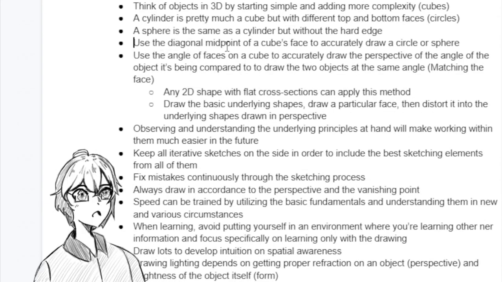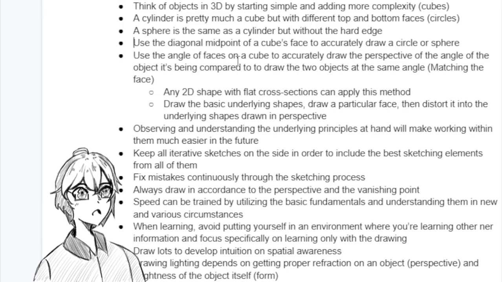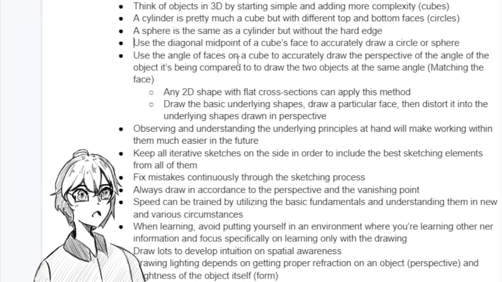Like said, you can use the diagonal midpoint of a cube's face to accurately draw a circle or a sphere. Mogoon shows a more detailed process of this, but truth be told, you can just find the midpoint of the face and then create the circle around that center point that touches all the inside faces of the square.